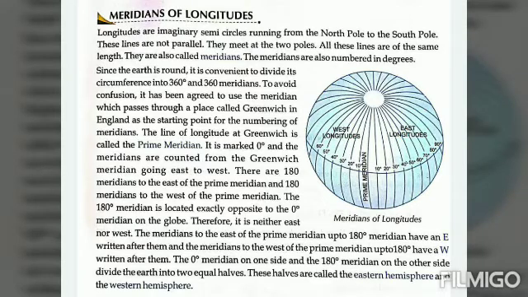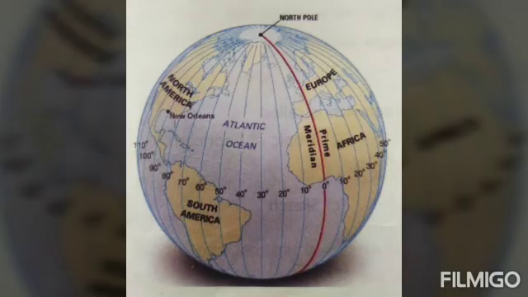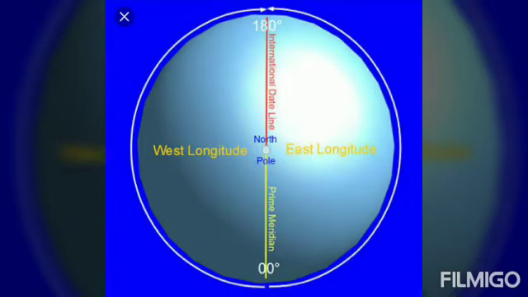The 0 degree meridian on one side and the 180 degree meridian on the other side divide the earth into two equal halves. These halves are called the eastern hemisphere and the western hemisphere. In this picture, the red line is showing the prime meridian, the starting point of the longitudes. It is passing through Europe. In this picture, you can see the west longitudes and the east longitudes.